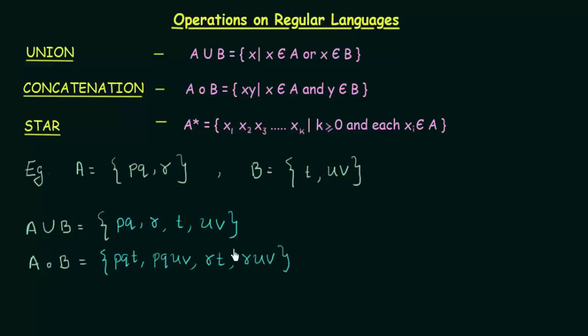So here we have performed the concatenation of A and B, where the first element is from A, the second is from B, and we have joined them together. So that is the concatenation.